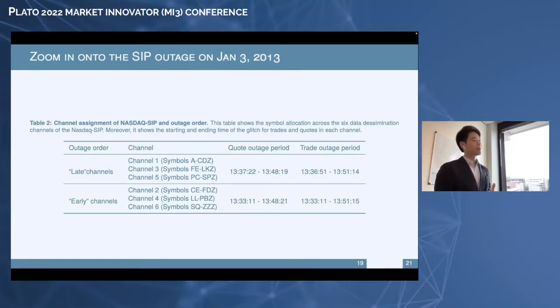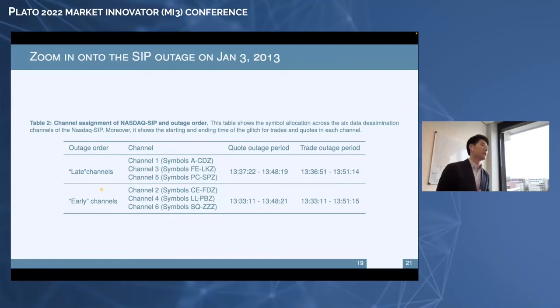The difference-in-differences design is possible because the last SIP disseminates the feeds in different channels according to the alphabetical order of the stocks. Those ticker symbols are disseminated in the odd number channels, and those ticker symbols are disseminated in the even number channels. During the actual event, the glitch happened sequentially, first to the early channels and then to the late channels.